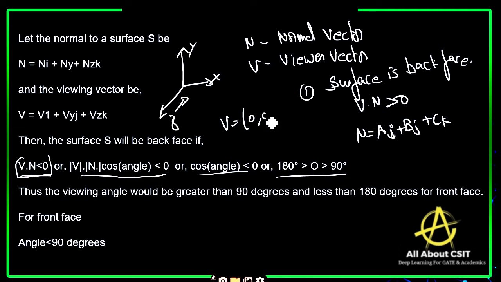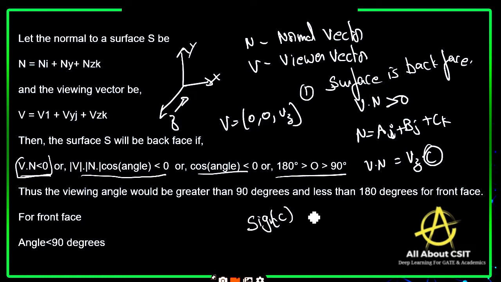So the x and y components are 0 and this is v_z. If you multiply V·N, a times 0 and b times 0 give 0, leaving v_z times c. So whatever c is, the sign of c decides it: if it is greater than 0, it means back face.